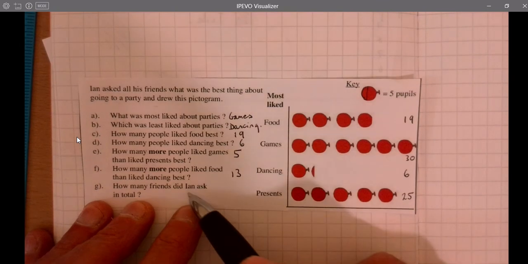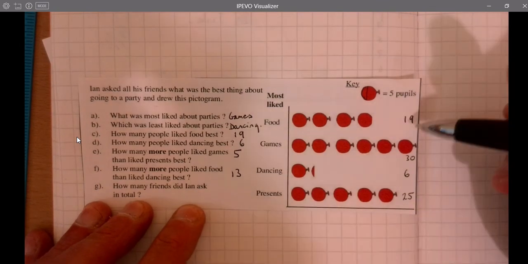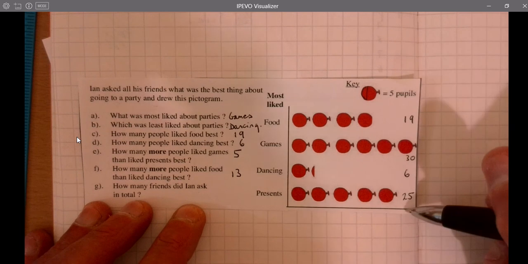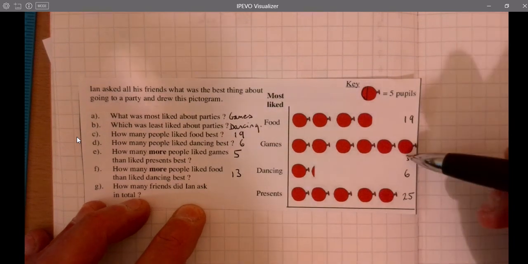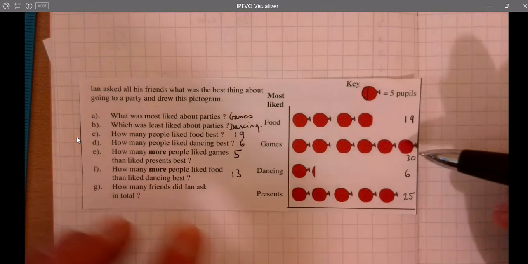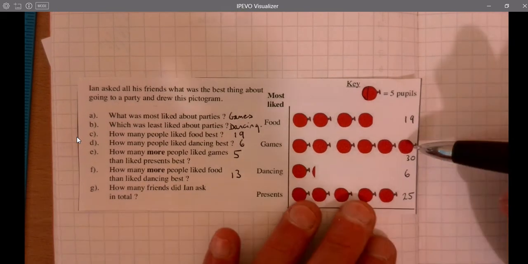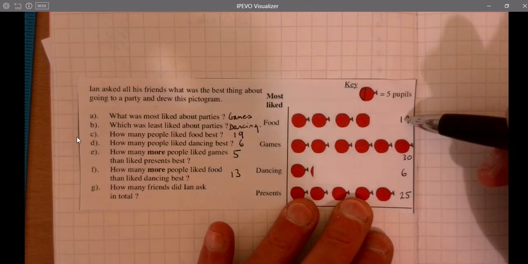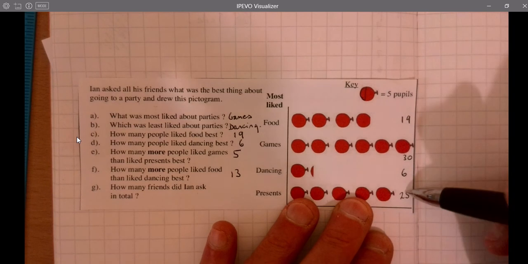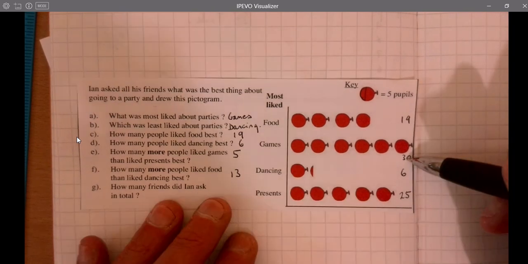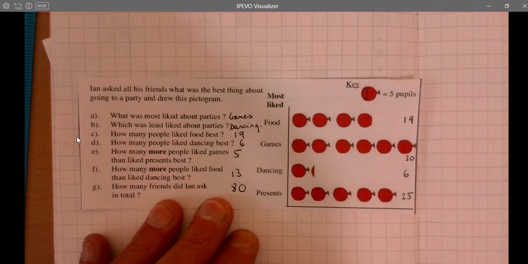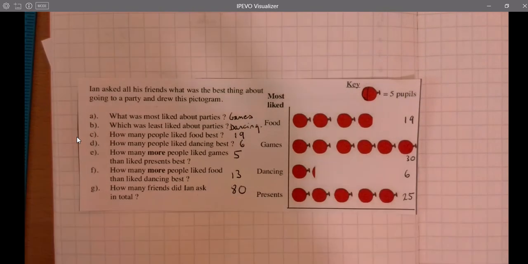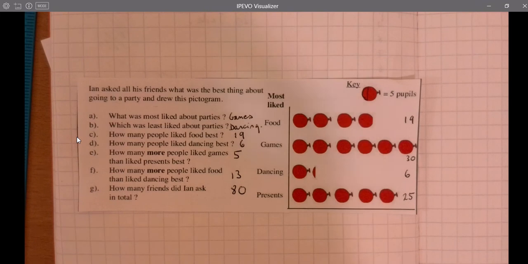How many friends did Ian ask in total? What do I need to do? I need to add these numbers together. You can use a calculator if you want to. That's okay. But if I'm going to add these up, I'm going to just look at the order, how I go and add this up. What's 6 add 9? That's 25. Add the other 25 is 50. Add 30 is 80. Ian's got quite a lot of friends. He asked 80 friends in total.